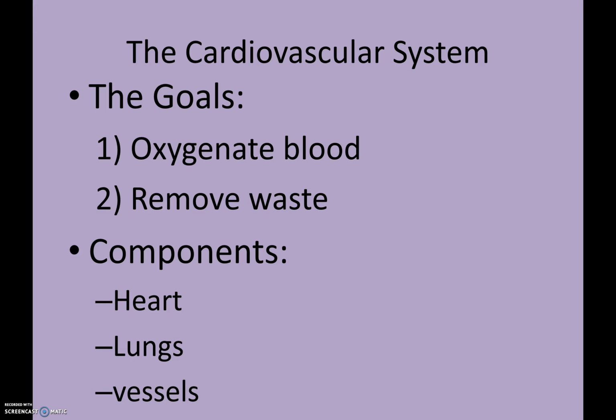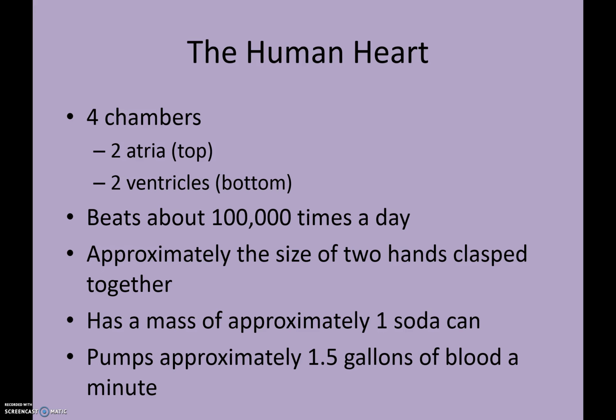Now, there are three basic components to the cardiovascular system, that being the heart itself, the lungs, which we will talk about in a little bit, and of course the vessels, which, remember, the words vessels and vascular are the same. Now, the human heart, as we talked about, has four chambers. There are two upper atria. Remember, atria is plural for atrium. And then there are two lower ventricles.